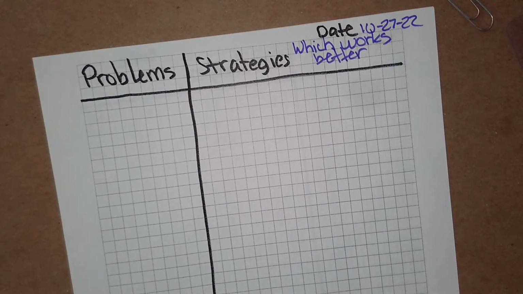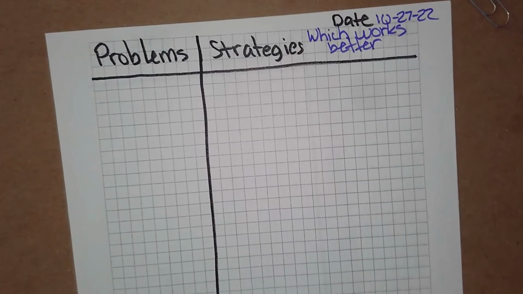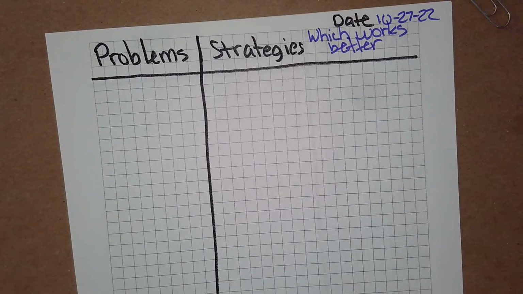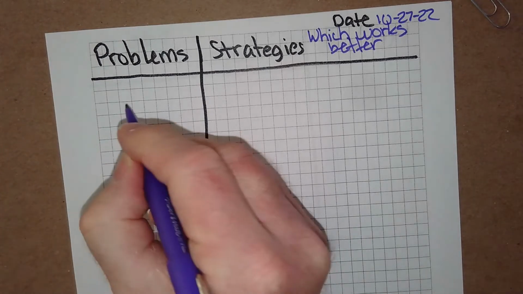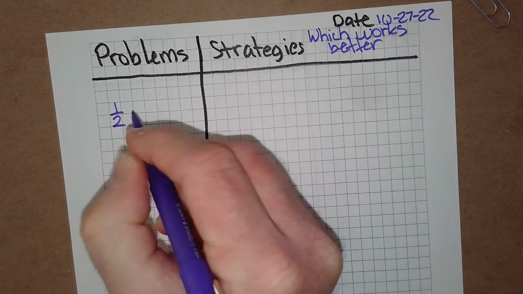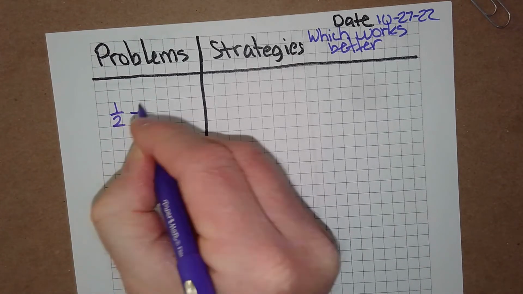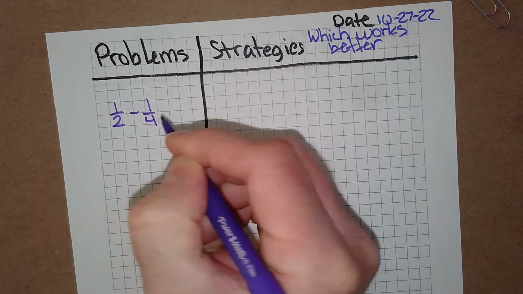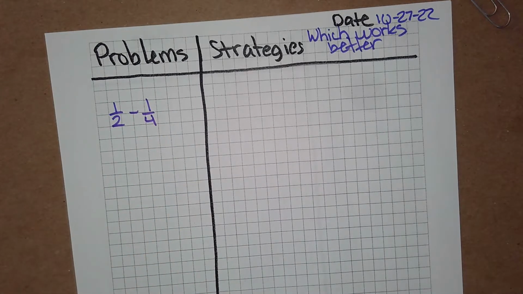If the clock model works better for you or the money model, because one will be better than the other. So here's our first problem. Sometimes they both work, but ultimately it's up to what works better for you. So here we have a half minus a fourth. And for some of them, you don't need any model. Do we need a model for this?